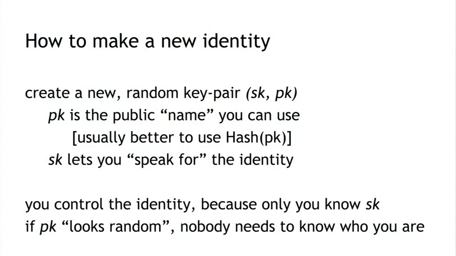All right, so if we're going to treat public keys as identities, one of the consequences is that you can make a new identity whenever you want. You just create a new random key pair, SK and PK, by doing the generate keys operation in our digital signature scheme. PK is then the public name that you can use, the name of that identity, although in practice you'd probably use the hash of PK because public keys are big. But again, we'll leave that aside as a detail. So PK, or the hash of it, is the public name that you use to talk about the identity, and SK, the secret key, is the information that lets you speak for the identity. You control the identity because only you know the secret key.